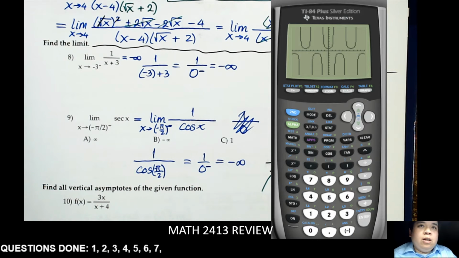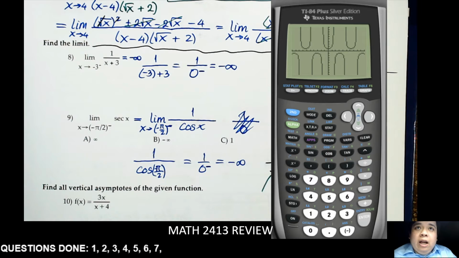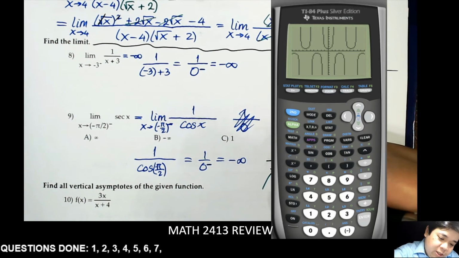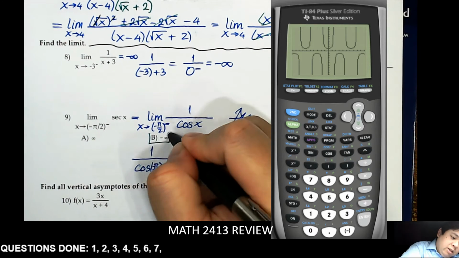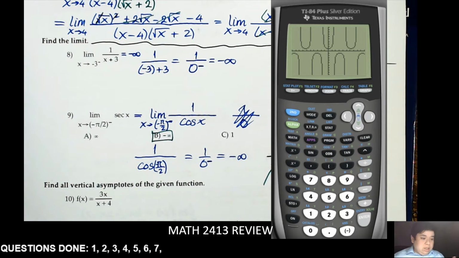Yeah. So y equals 1 over cosine, so that's what we have. Right. And then negative pi over 2 is about here. And on the left side of it, it goes to this point here. So this is actually negative infinity. So it's not A.